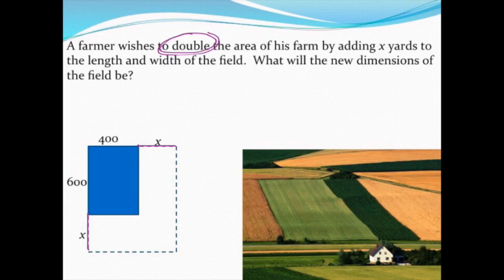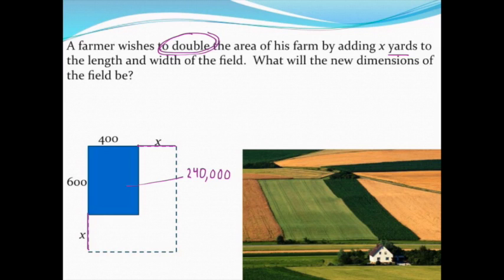So here's what we've got. Right now, it's important to note what the area of our field is now. So 400 times 600 gets us an area right now of 240,000 square yards, I think we're dealing with in this case. Yeah, square yards.